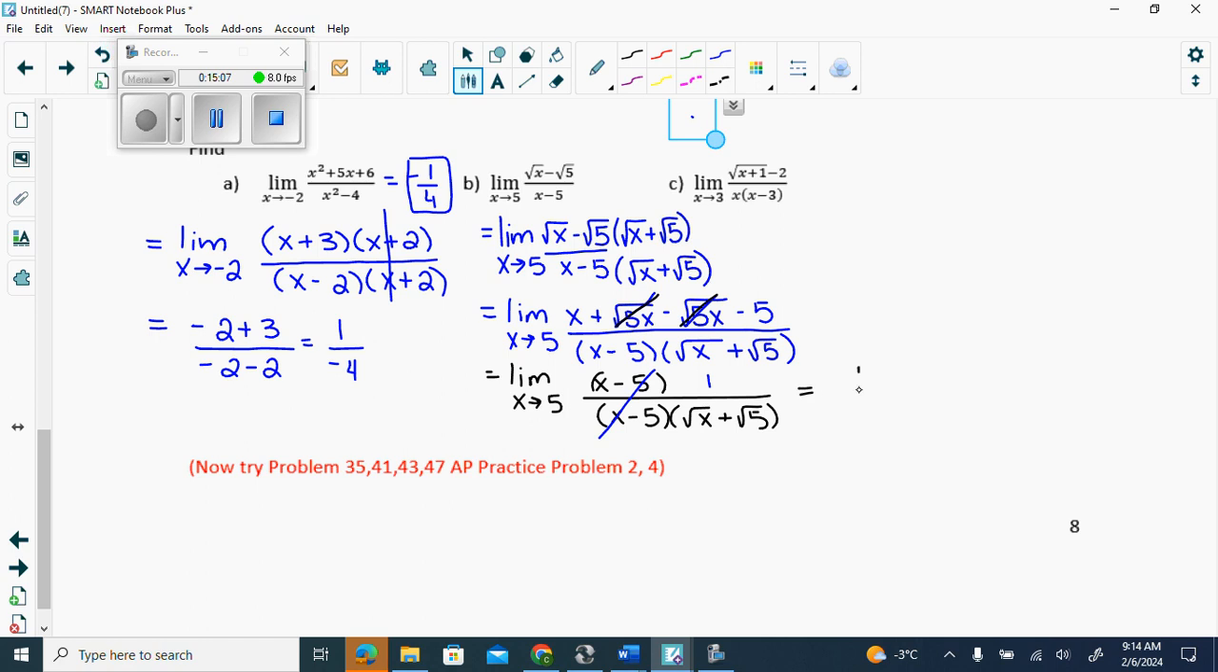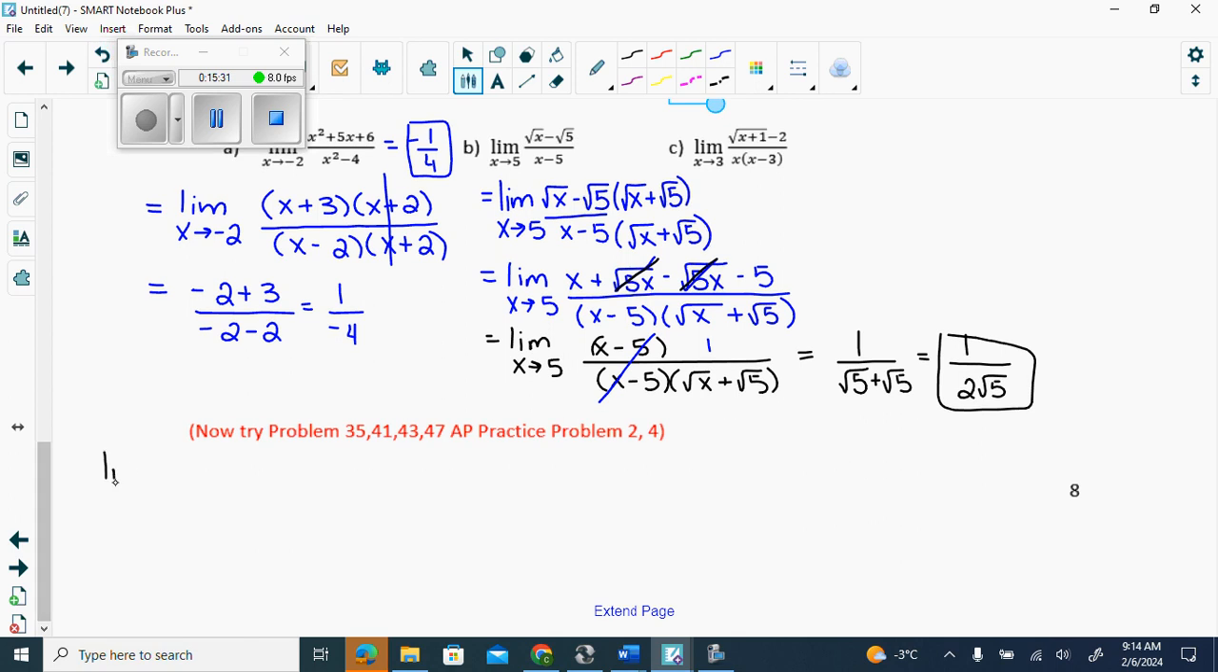So I'm going to get 1 over root 5 plus root 5. What's root 5 plus root 5? 2 root 5. And if you forget, think about it as instead of root 5, it's x's. What's x plus x? 2x. So root 5 plus root 5 is 2 root 5s, right? I'll do the next one down here.